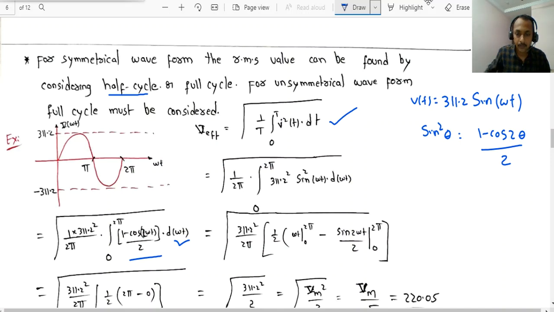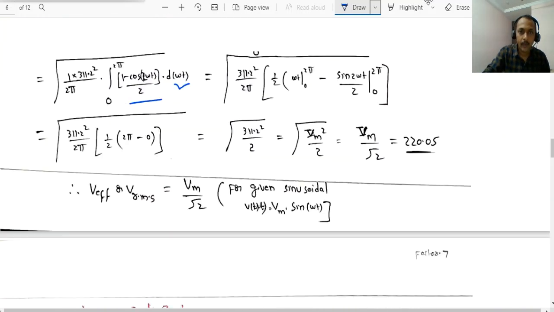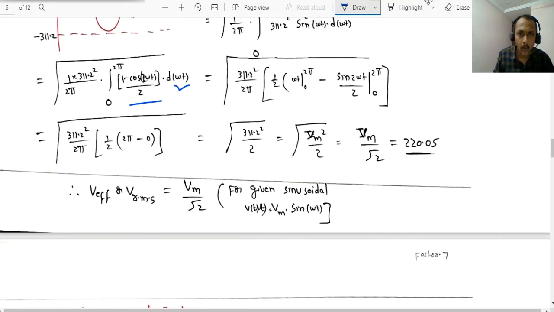Now observe, you take out 1 by 2 common, integral of 1 d omega t within the limits 0 to 2 pi, minus integral of cos at. How much will you get? Integral of cos at is sine at, whole divided by a. That is what you have done here. Integral of cos 2 omega t is sine 2 omega t by 2. The limits are 0 to 2 pi. Clear?